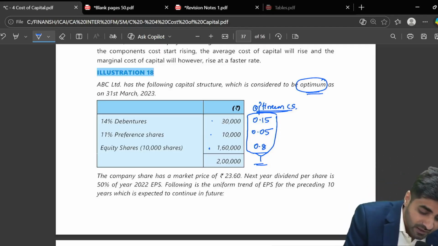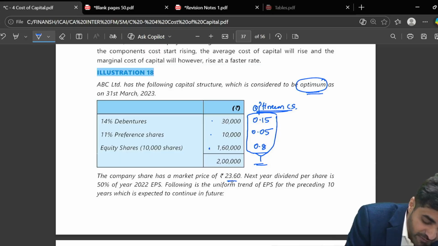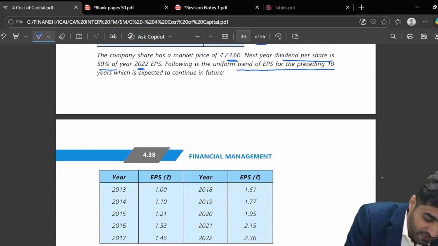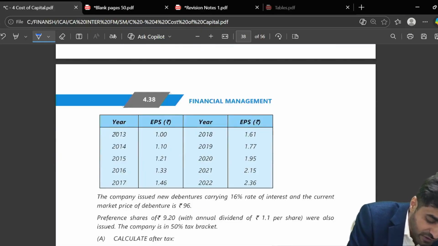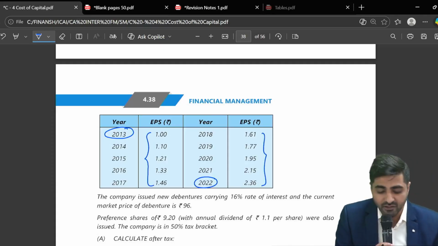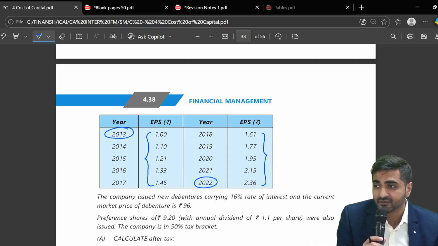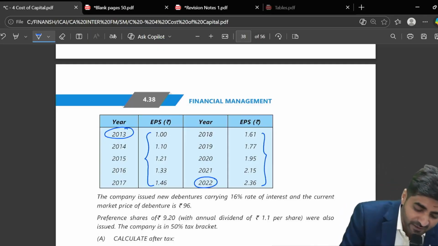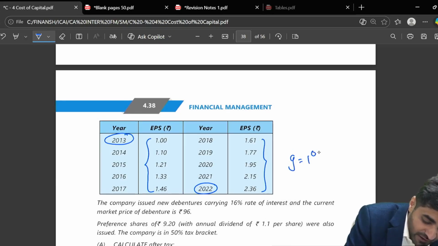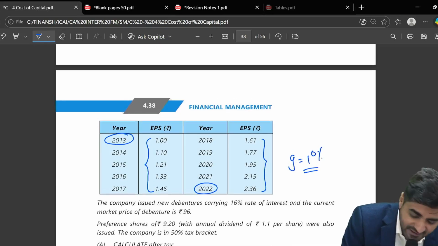The company's share price is 23.6. Next year, the dividend per share will be 50% of 2022's EPS. And following is the uniform trend of EPS for the last 10 years, from 2013 to 2022. Just check, is the EPS constant or is the EPS growing? Can I say the EPS is growing at a constant rate of 10%? So my growth rate is 10%.